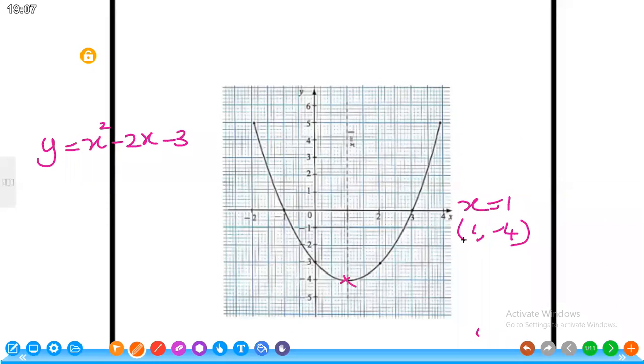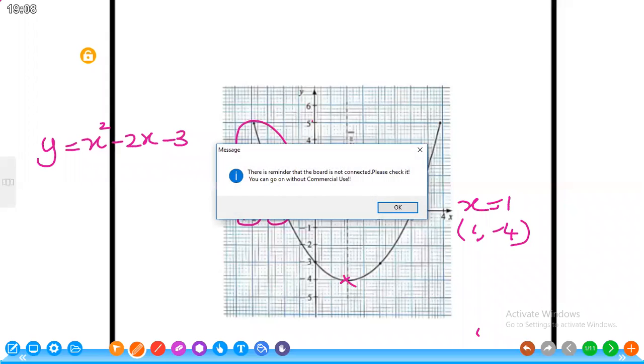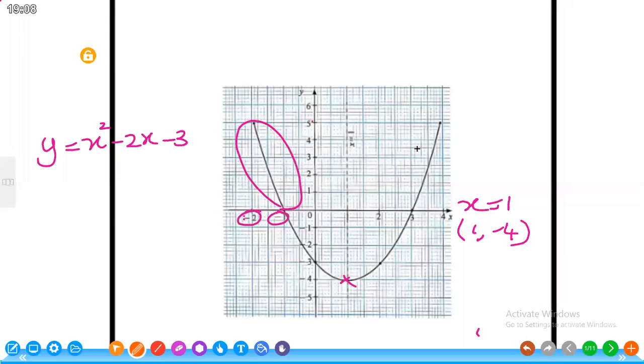As the values of x increase from negative 2 to negative 1, consider this part. As the values of x increase from negative 2 to negative 1, y decreases positively from 5 to 0. Here the function takes the value 0 when x is equal to negative 1.